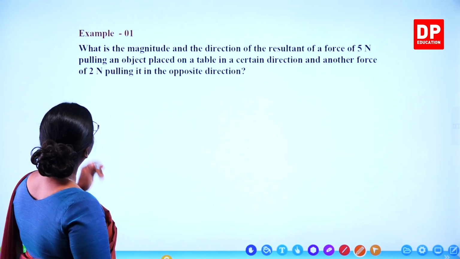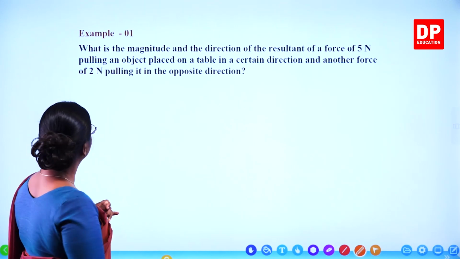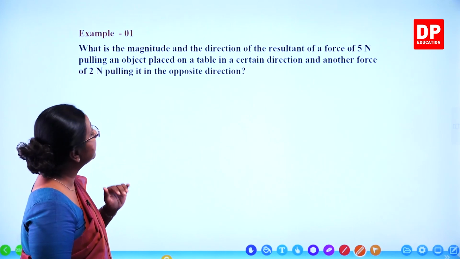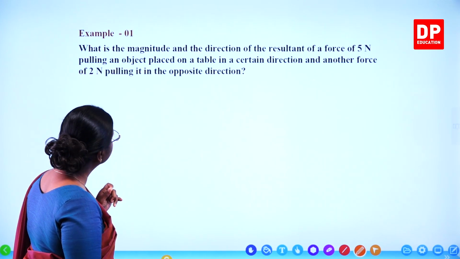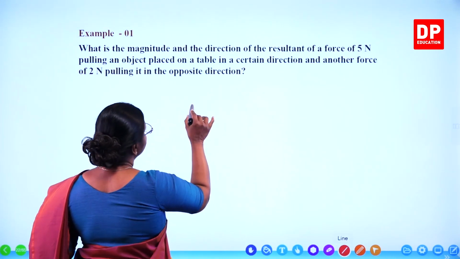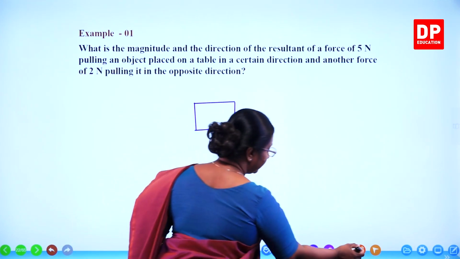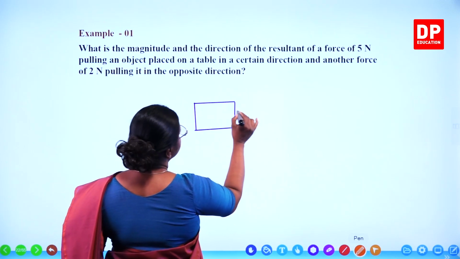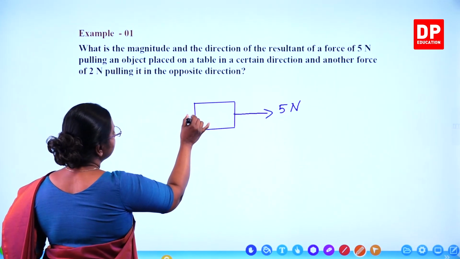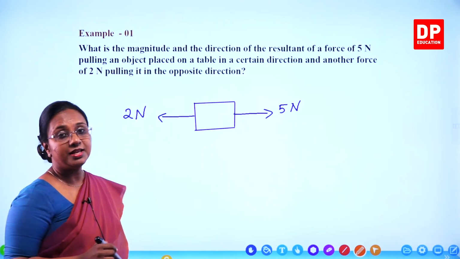Example 1. What is the magnitude and the direction of the resultant of a force of 5 Newton pulling an object placed on a table in a certain direction and another force of 2 Newton pulling it in the opposite direction? So as I have told you all, it's easier to draw a diagram. Then it's easy to understand. So there is one force pulling the object with 5 Newton in one direction. Another force pulling with 2 Newtons in the opposite direction.